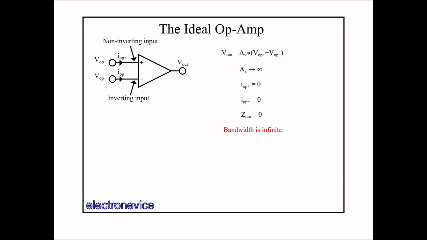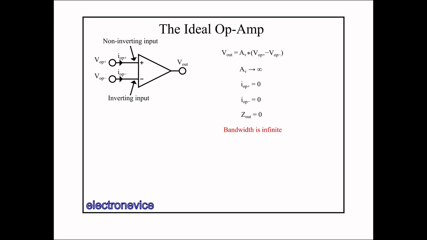Even when using the ideal op-amp, we want our voltages to be finite, since in the real world, we will only ever have finite voltages. So, looking back at the first tenet again, the gain and the quantity in parentheses, VOP plus minus VOP minus, are multiplied together, and gain approaches infinity. So what does this imply for VOP plus and VOP minus? This is easiest to intuit with values.